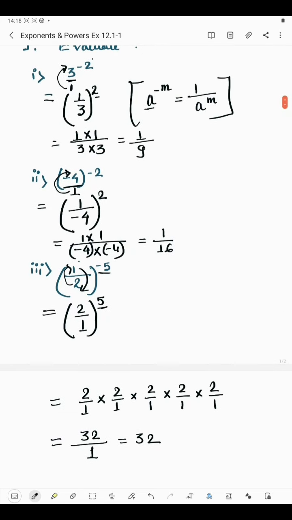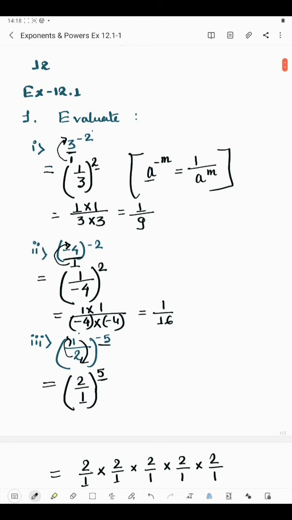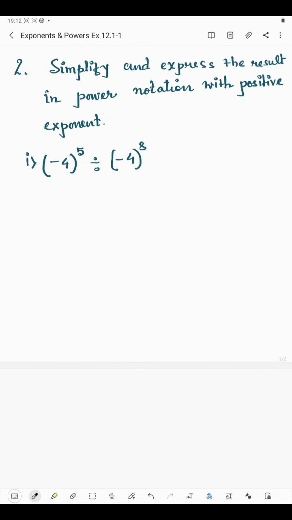So this way we will have to find the value of the exponential form. Now question number 2 says simplify and express the result in power notation with positive exponent. That means the answer should be in power notation, meaning power should be there and it should be a positive exponent, not a negative exponent. Now in the first part we have minus 4 raised to the power 5 divided by minus 4 raised to the power 8.